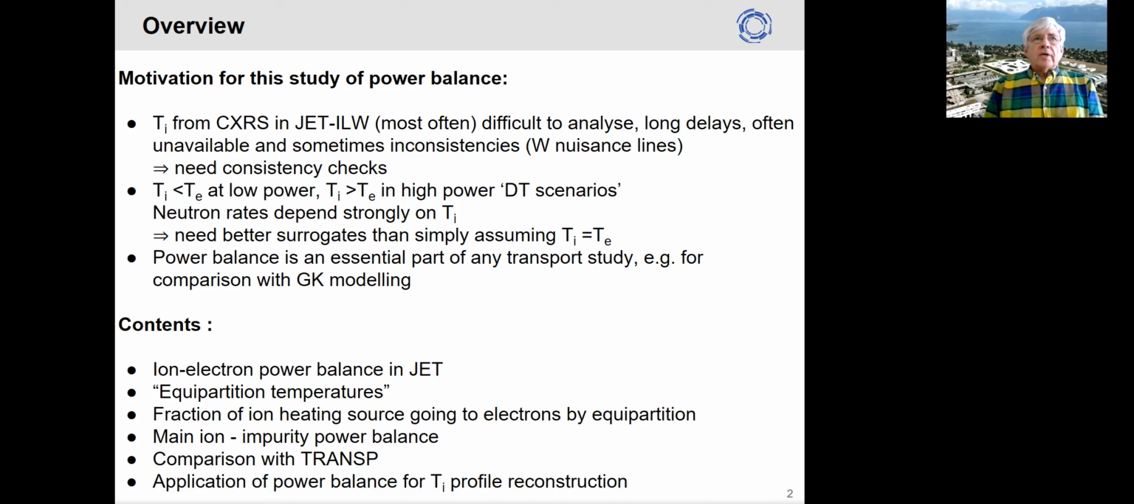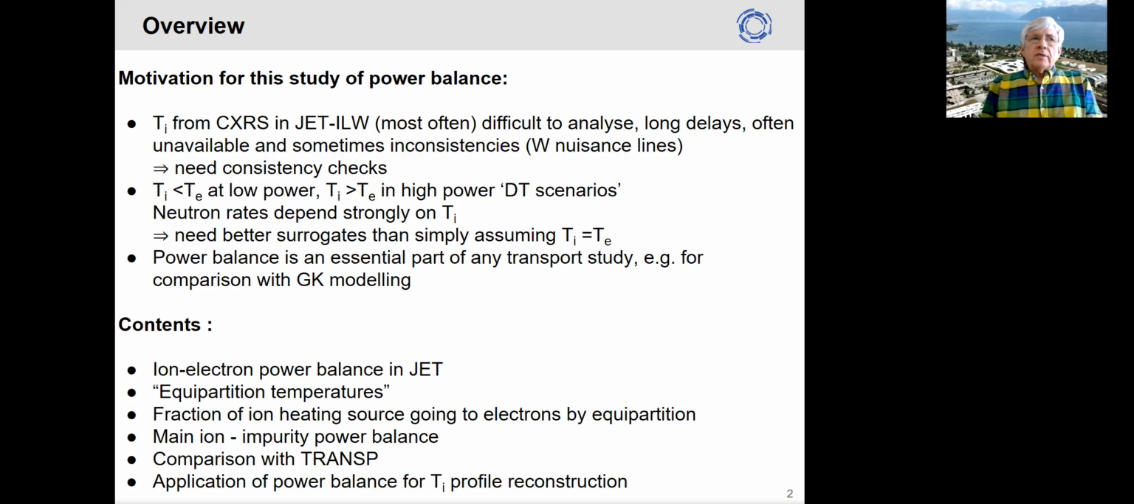TI can be lower or higher than TE. It's especially higher than TE in high power DT scenarios. Neutron rates, which are of course important to us, depend strongly on TI, and so we need better surrogates than simply assuming that TI equals TE. Power balance is also an essential part of any transport study, namely for the comparison with gyrokinetic modeling.